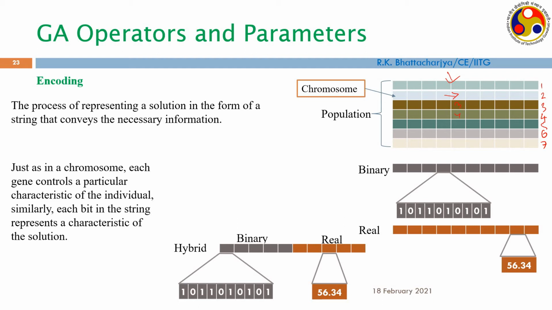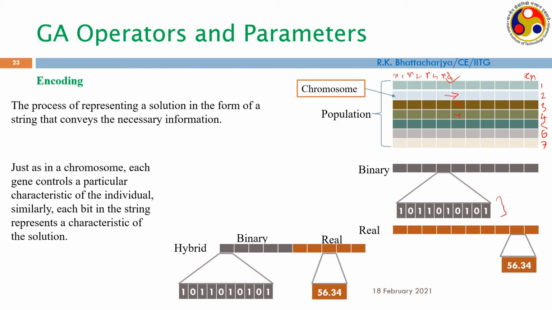Now, in each chromosome there are several variables. In this case this is x1, this is x2, then x3, x4, and so on up to xn. So we actually have xn values. Then each variable we have converted to binary bits.